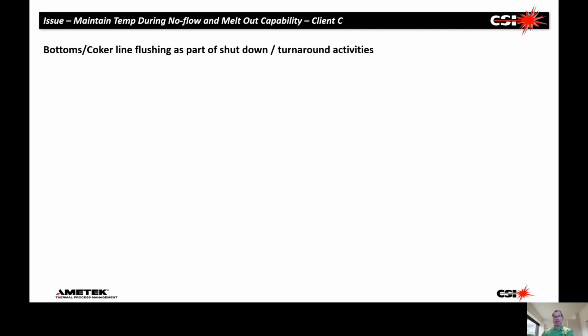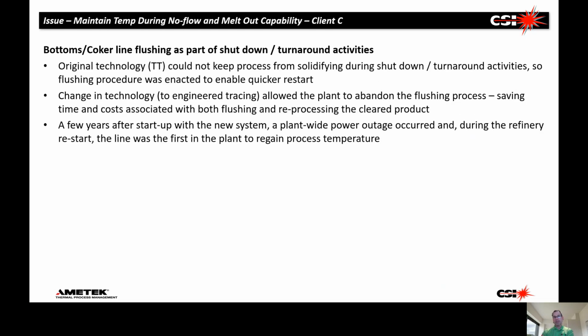Final example of some bottoms and coker line flushing as part of the shutdown. So this particular refinery had tube tracing on their lines. They knew that they would cause a problem during shutdown, so they enacted a procedure to flush the lines ahead of the turnaround, and they essentially got tired of doing that. They wanted to come up with a tracing system where they could dismantle the flushing and eliminate that as a source of added cost as well as added time. And they changed to engineered tracing.